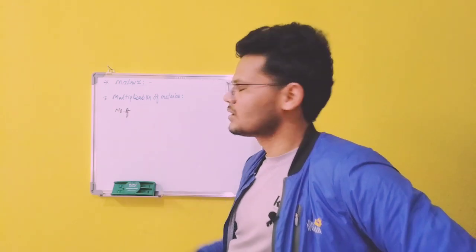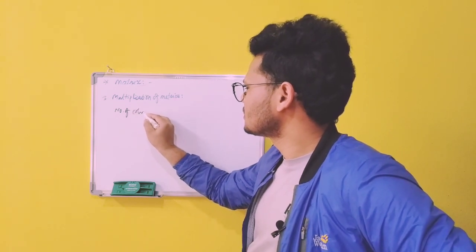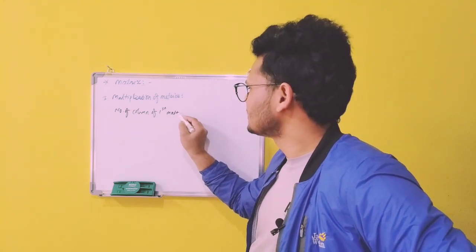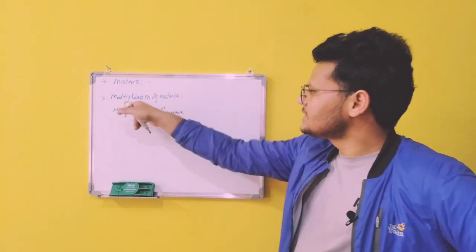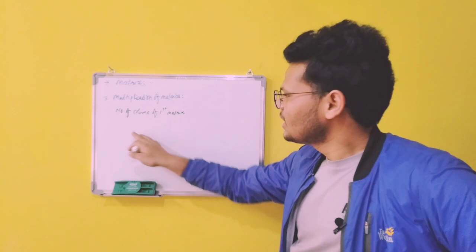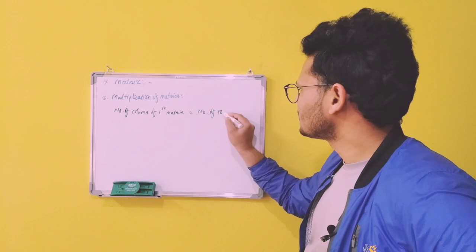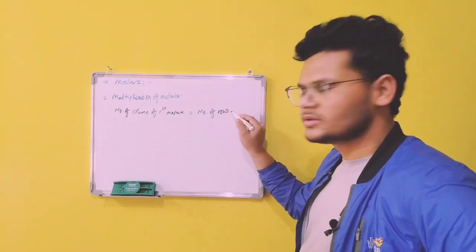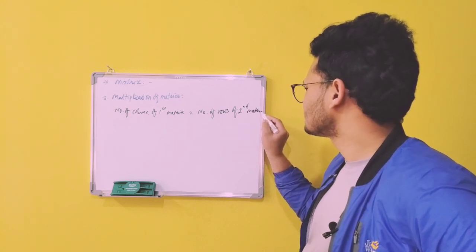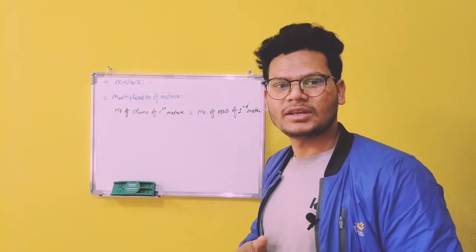The number of columns of the first matrix should be equal to the number of rows of the second matrix. This condition should be satisfied for matrix multiplication, right? If this condition is satisfied, then we can multiply easily. Simple condition, this one, right?